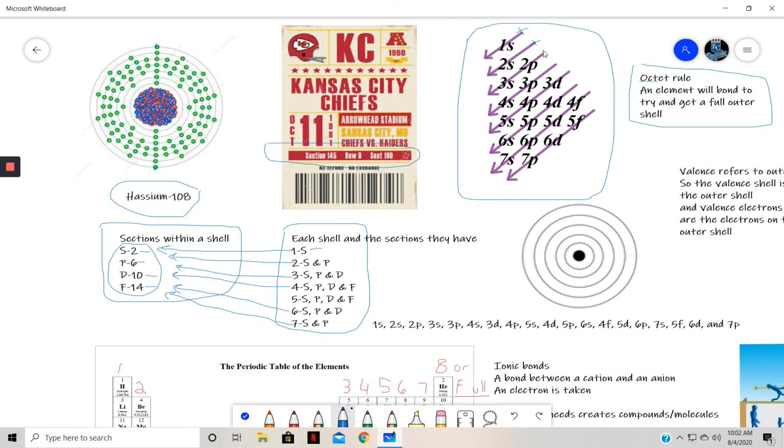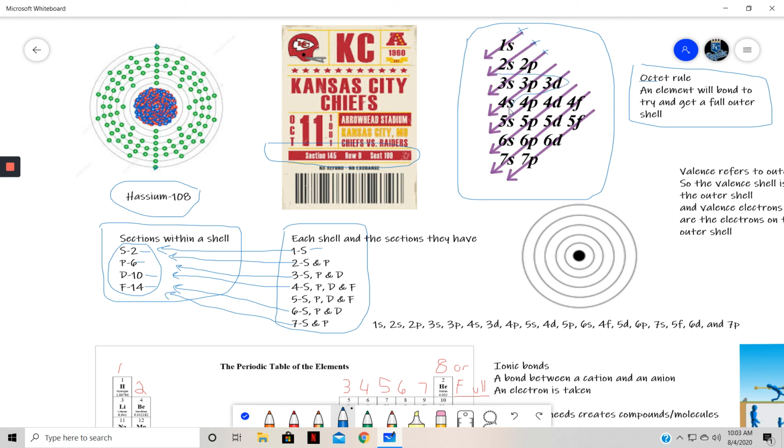So then once you get to the third diagonal line, the 2p section is filled. That refers to the second ring and the p section within that ring. And then 3s, so it's the third ring and the s section. And you may ask yourself, well, we're just going in order here, why does this need to be some fancy diagonal? Because we get to the point where they're no longer in order.